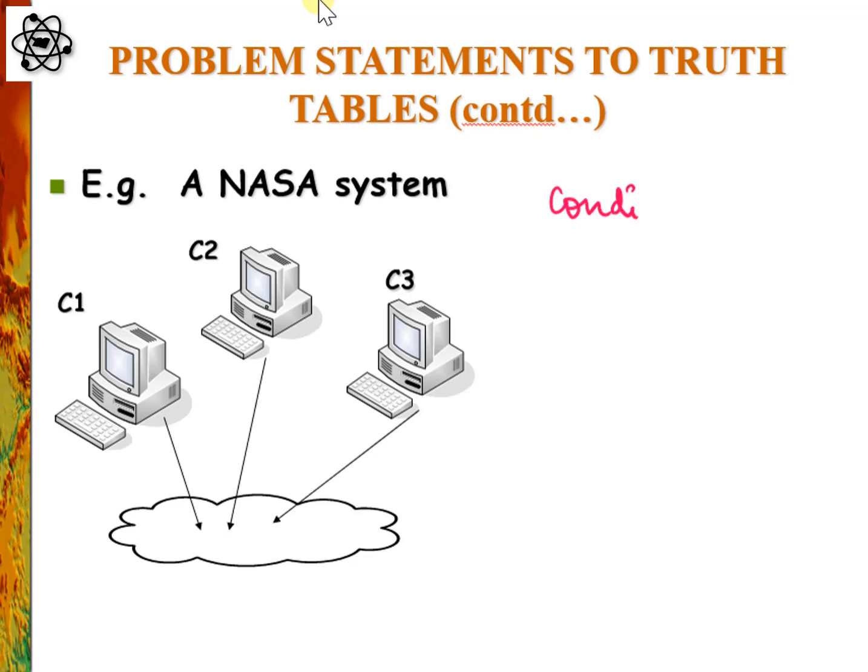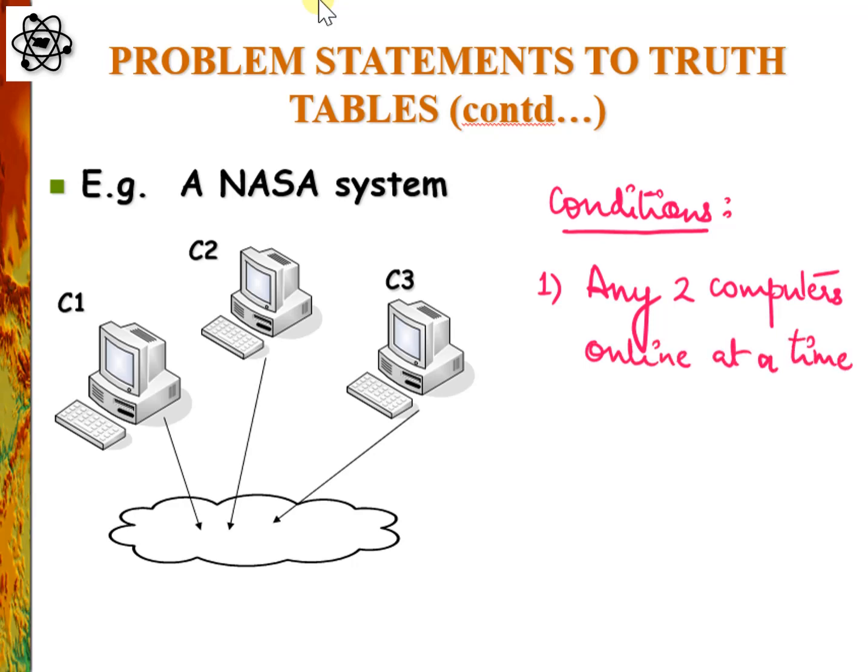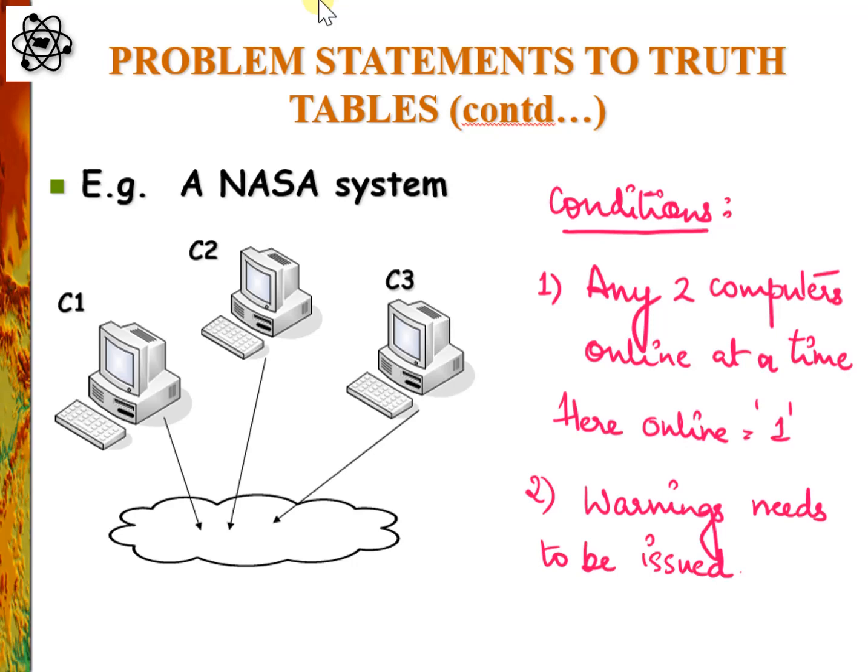So there is self-checking diagnosis which will determine each computer's operating status and generate an output in the event of a failure. So let us jot down all the conditions. That is, any 2 computers should be online at any given time. Here online is equivalent to binary 1. And secondly, a warning needs to be issued, especially when there is a system failure.